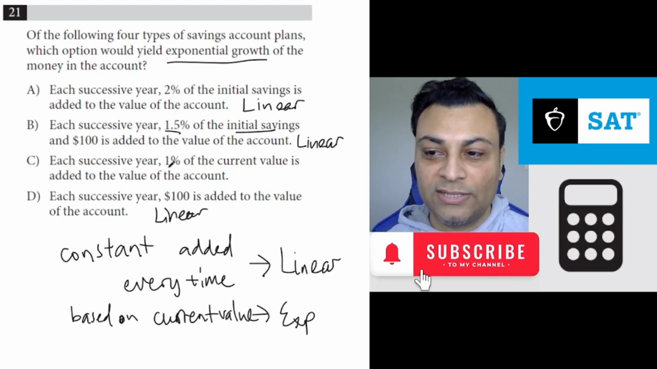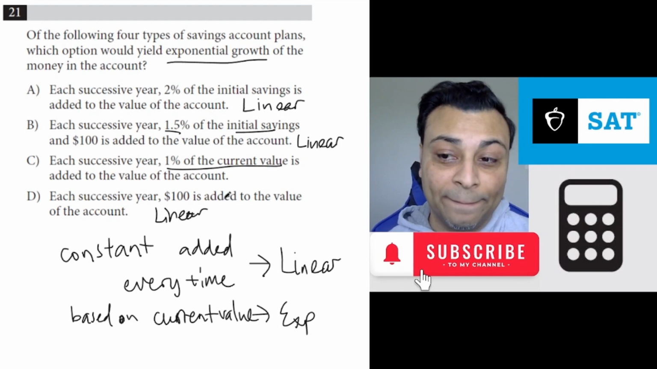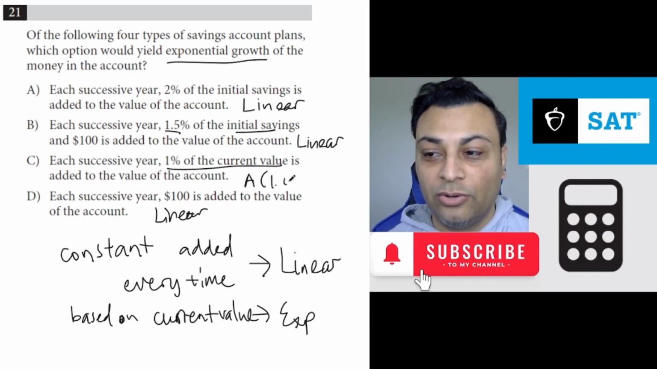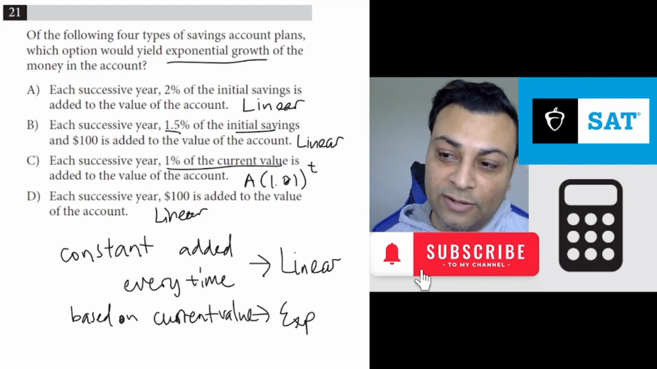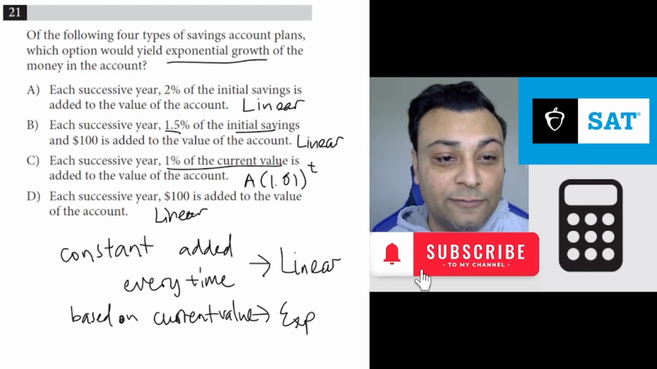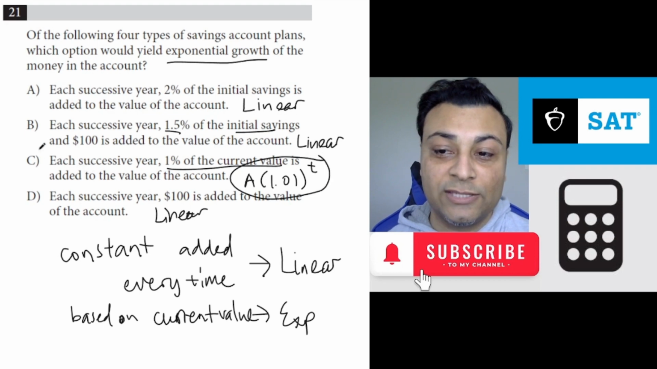In option C, they take 1% of the current value, so whatever the account is at that time, that's what you gain. So you start with some value, and you gain 1% every year, so 1.01. And every year, let's say T is the number of years. So every year it's gaining by 1%, but 1% of what? 1% of the latest amount that it has achieved. And that's the only version that's exponential growth, so the answer is C.